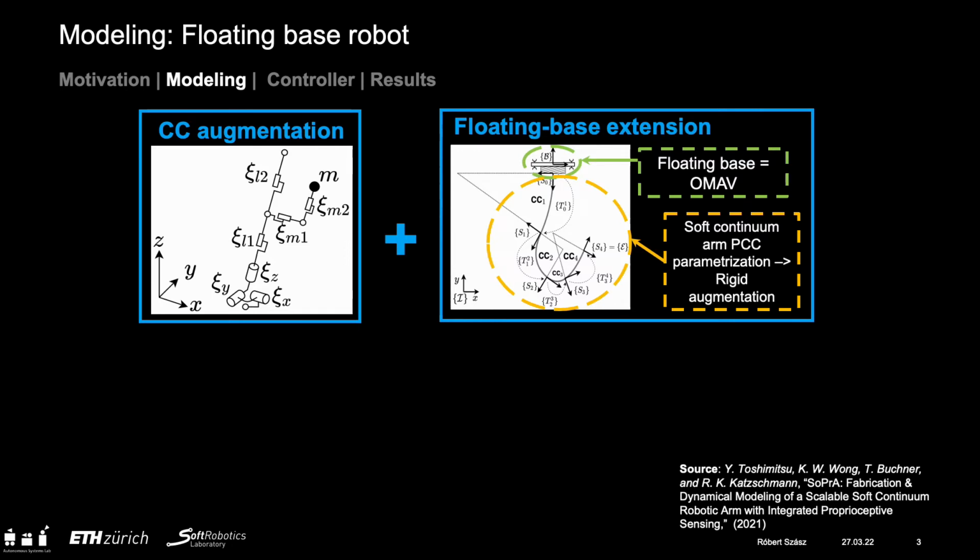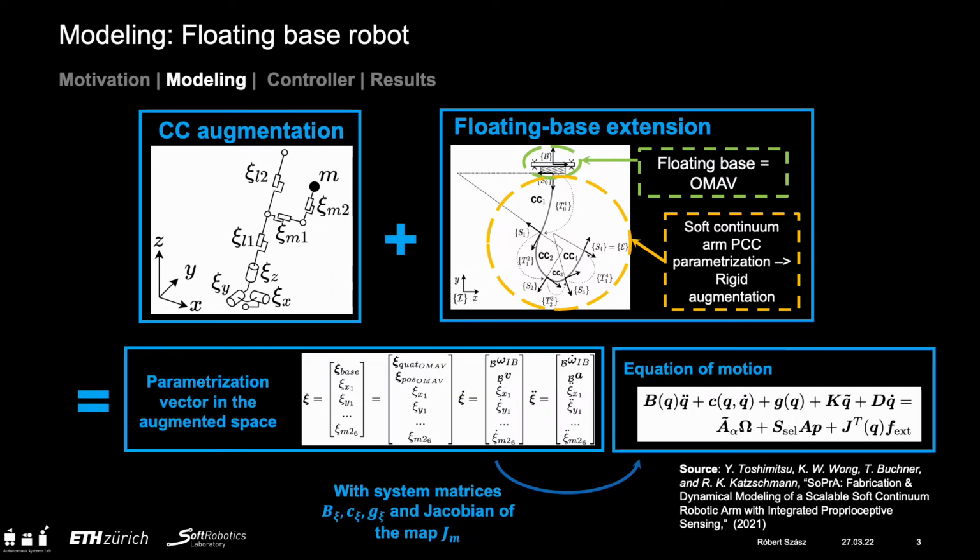This approach divides the continuum arm into different segments with constant curvature, and replaces each segment with a certain rigid robot equivalent representation. We chose a 7-joint rigid augmentation for the constant curvature segments, as you can see on the left. The OMAV is modeled as a fully actuated floating base. After the augmentation, the description reduces to a rigid body robot motion description, which can then be mapped back to the soft robotic space with special mapping Jacobians.